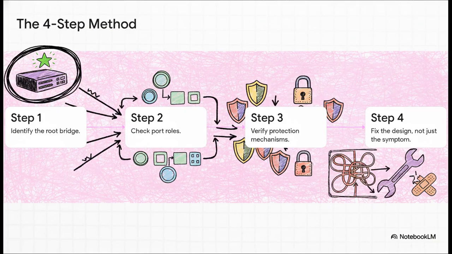And here it is. We can boil it all down to a simple 4-step method you can use every single time. 1. Always start at the top. Is the root bridge correct? 2. Trace the paths from there. What are the port roles and states? Are they what you expect? 3. Check your safety nets. Are protection mechanisms like BPDU guard or loop guard getting in the way for a good reason?